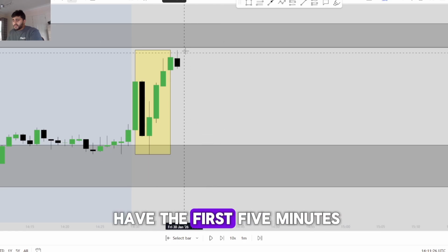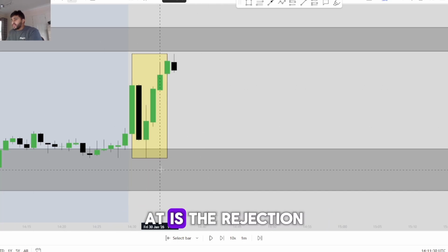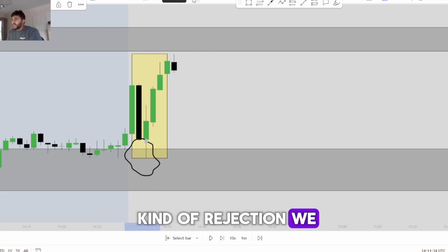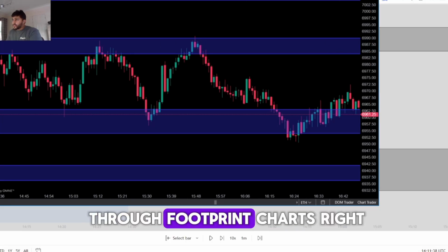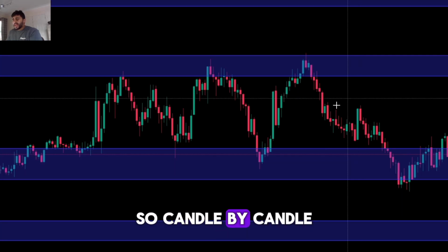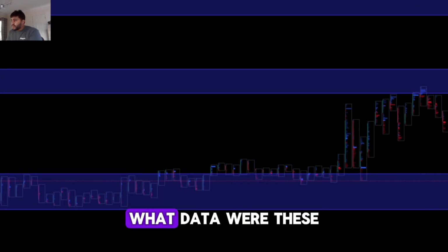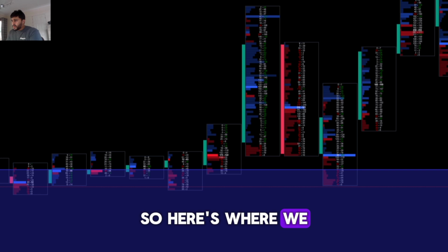Now, when we have the first 5 minutes, what I was looking at is the rejection we had off here. This is the first rejection we had off this key level. And how we look at the rejection is through footprint charts. Candle by candle, we want to break down how the footprint charts were reacting. What data were these footprint charts giving us? So here's where we break it down.